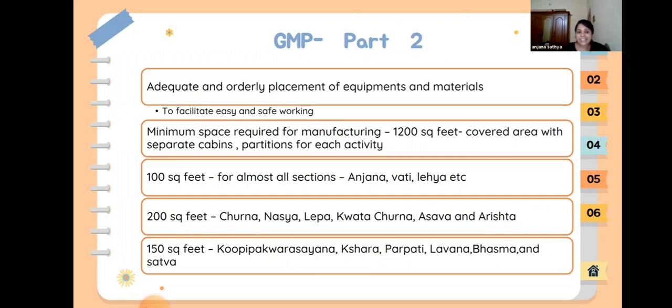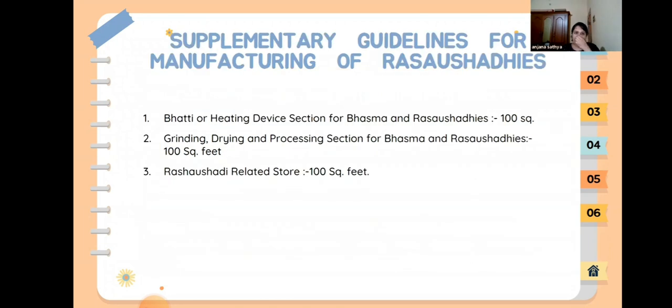But except Churna, Nasya, Lepa, Kwada Churna, Asava, and Arishta sections, each section has to be 200 square feet. And for Puvipaku Rasayana, Shara, Parpadi, Lavana, Bhasma, Bhatti area, you need 150 square feet each section. The whole manufacturing area has to be a minimum of 1,200 square feet. That is the minimum space required for getting a license for manufacturing ASU medicines.